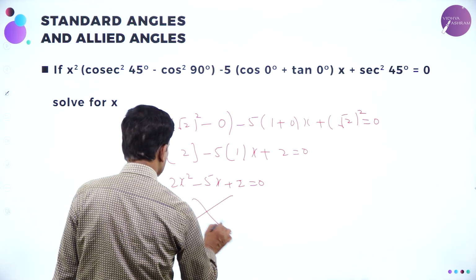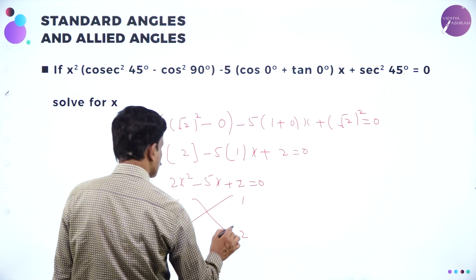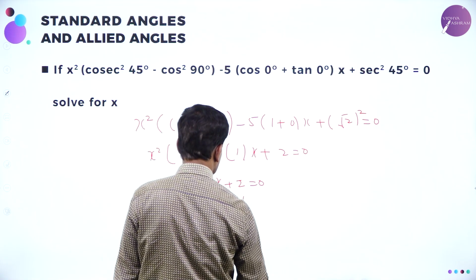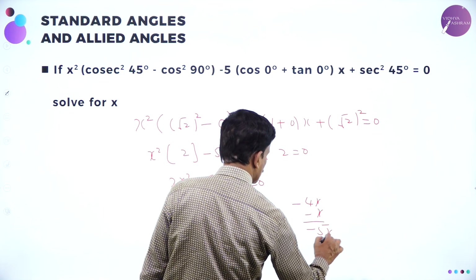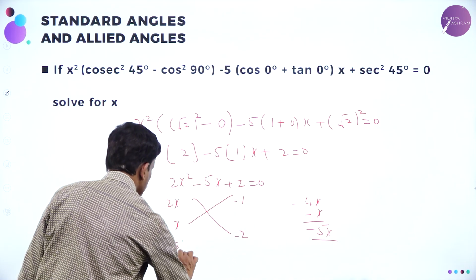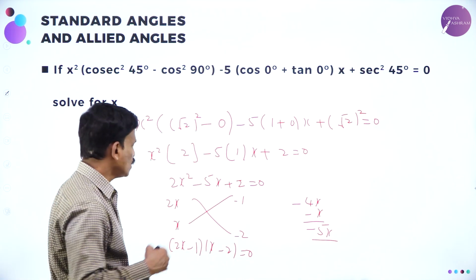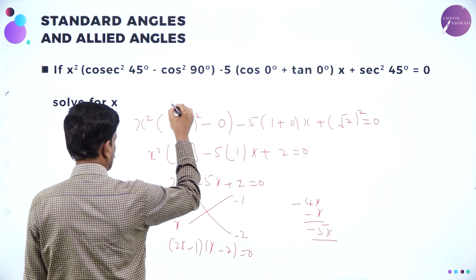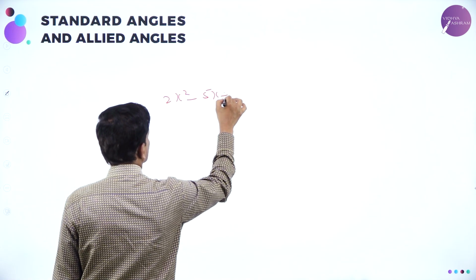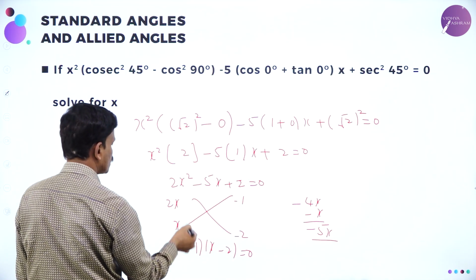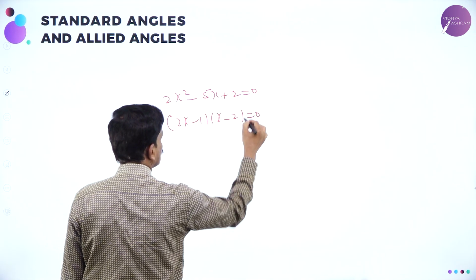If we cross multiply this, 2x into x is 2x square. So, 1 into 2 is equal to 2. 2 2s are 4 plus 1. So, this is minus and minus. Minus 4x minus x is equal to minus 5x we will get. So, this can be written as 2x minus 1 into x minus 2 is equal to 0. Right. I will write in the next page, that is 2x square minus 5x plus 2 is equal to 0. For this, the factors are 2x minus 1 into x minus 2 is equal to 0.